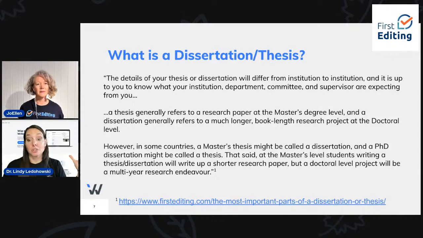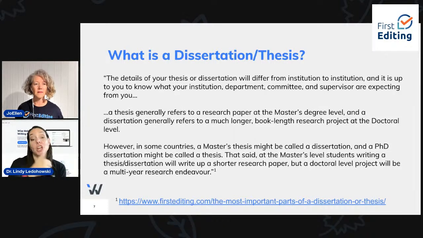So a thesis, generally speaking, refers to a research paper at the master's degree level, and a dissertation generally refers to a much longer book-length research project at the doctoral level. So often a thesis could be somewhere between 20 and 60 pages. A doctoral dissertation can be upwards of 300 pages. However, often these two terms are used interchangeably. So in some countries, a master's thesis is also called a dissertation. In some countries, a PhD dissertation is also called a thesis.